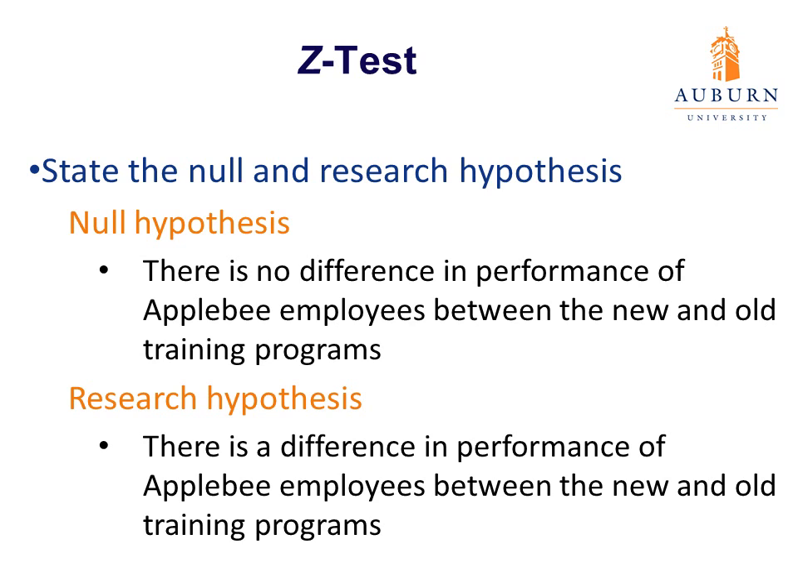Again, the null is specifying that there is nothing going on, that this new training has no effect on performance. And then we'll contrast that with the research hypothesis. The research hypothesis will state that there is a difference in performance of Applebee's employees between the new and the old training programs. Note that in the research hypothesis, we're not specifying a particular direction. We're not saying performance will increase or performance will decrease. We're just saying there is a difference in performance between the employees with this new and this old training program.